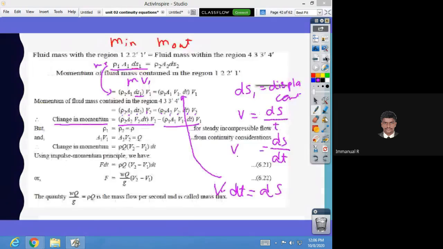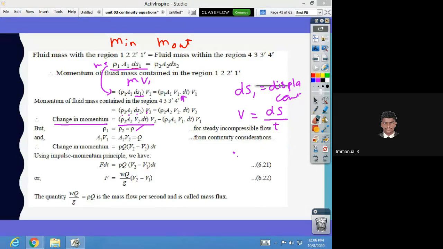So here also I will take that thing. So my density will be constant. Then next, for the discharge, if I write the continuity equation here. So continuity equation for the steady incompressible flow.